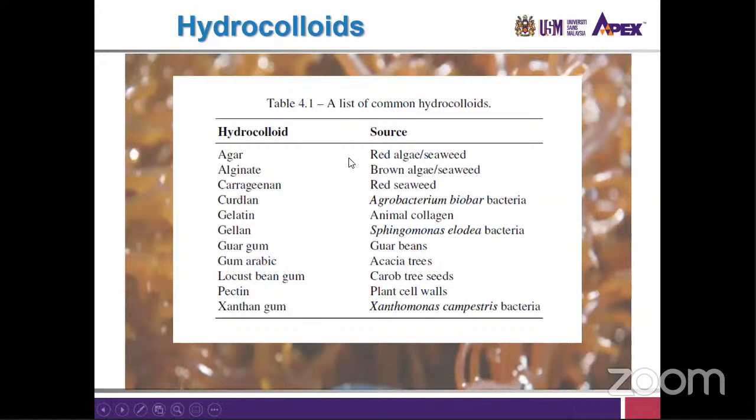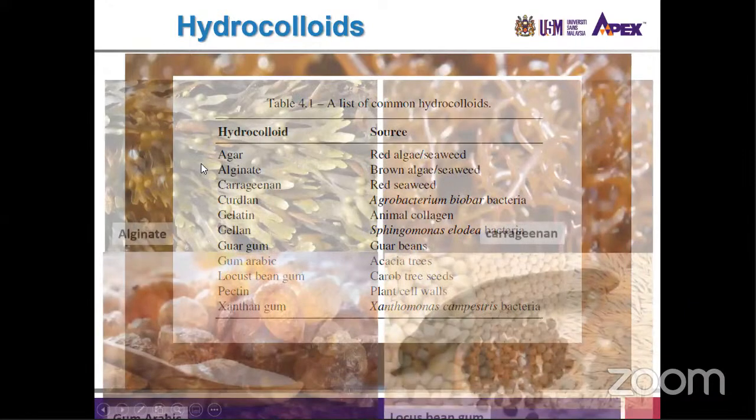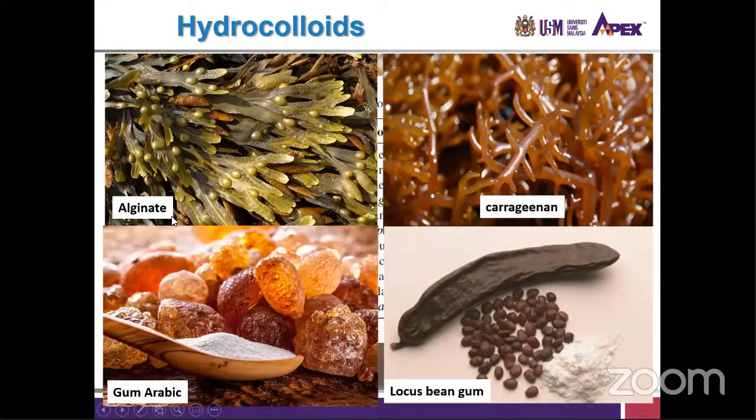It can be from the red algae, it can be alginates from the brown algae, carrageenan from red seaweeds, gelatins, gum arabic, locust bean, and so on. So this is a list of common hydrocolloids. This is the alginate, which comes from the algae, and this is the carrageenan from the red seaweed. This is gum arabic and also locust bean gum. Today I would like to concentrate on those two, alginate and carrageenan only.